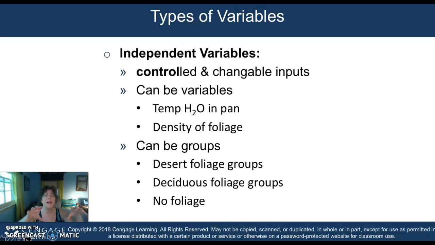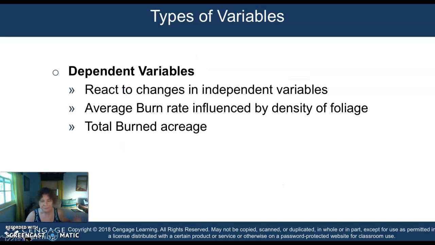I could put those vats into groups. I could have a desert foliage group of vats. I could have a deciduous, which means they lose their leaves, a deciduous foliage group of vats. I could have vats with no foliage at all. Those would be controlled variables and grouped controlled variables. All right, so I hope that helps you with those differences.